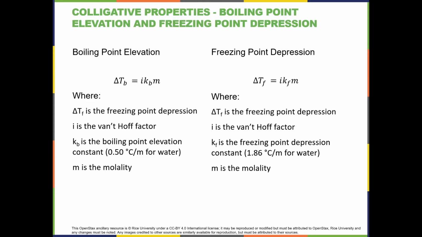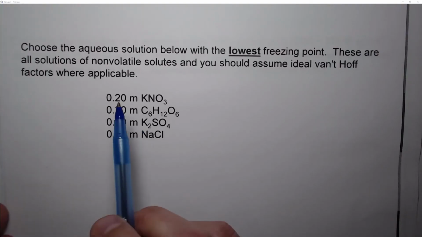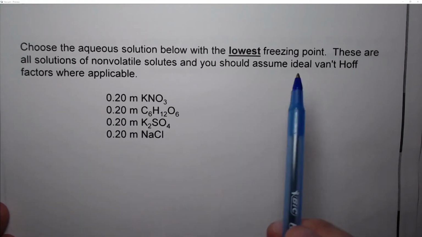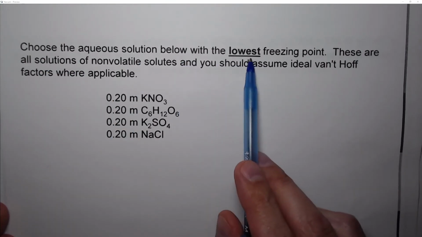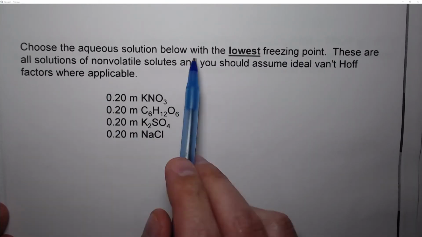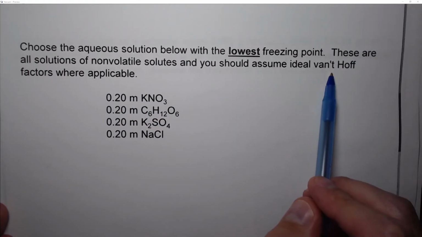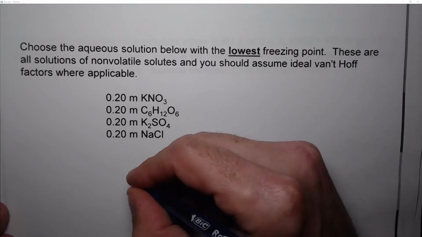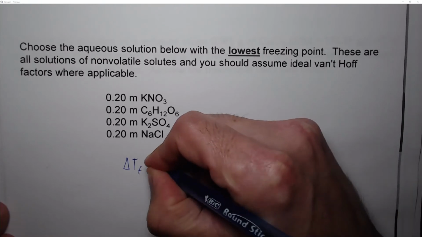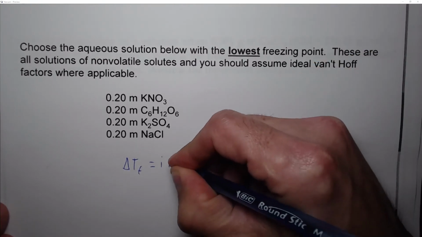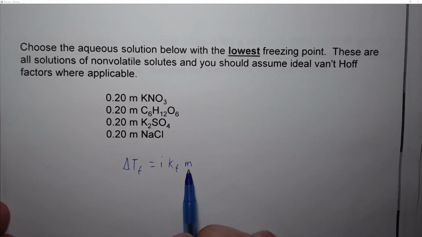So let's look at two ways that this question could be asked. The first way is looking at solutions with different solutes in them. It says choose the aqueous solution below with the lowest freezing point. And it tells us that they're non-volatile solutes, so they don't fly into the gas phase, and we're going to assume the ideal van't Hoff factor. So if you recall from a second ago, ΔTf, the freezing point depression, is equal to i, the van't Hoff factor, times Kf, the freezing point depression constant, times m, the molality, the concentration of the solution.